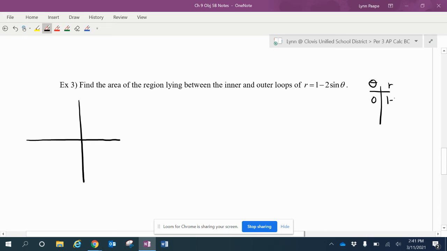So when theta is 0, I would get 1 minus 2 times the sine of 0. Sine of 0 is 0, so that would just be 1 minus 0, or 1. So then I would go out to 1 unit. And then let's do pi over 2. So that would be 1 minus 2 times the sine of pi over 2. Sine of pi over 2 is 1, so 1 minus 2 would be -1. So then at pi over 2, which is here, I'm actually going to go -1, so 1 unit away. So that would be there. And then at pi, I would get 1 minus 2 times the sine of pi. Sine of pi would be 0. 1 minus 0 is 1. And then we'll do 3 pi over 2.